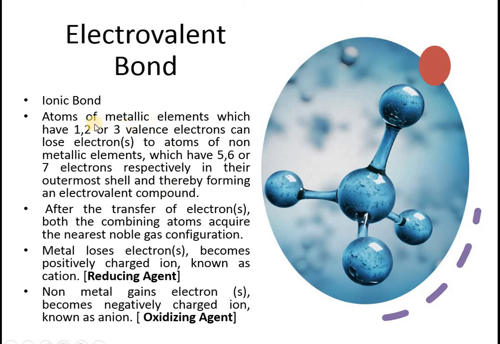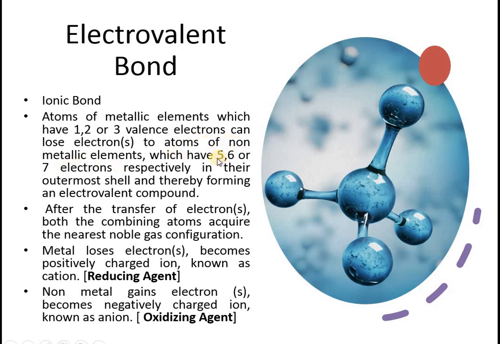Meaning any atom of any metallic element. Let's say, for example, sodium, which has 1 electron in its valence shell. Let's say magnesium, which has 2 electrons in its valence shell. Let's say aluminium, which has 3 electrons in its valence shell. They lose electrons to atoms of non-metallic elements.